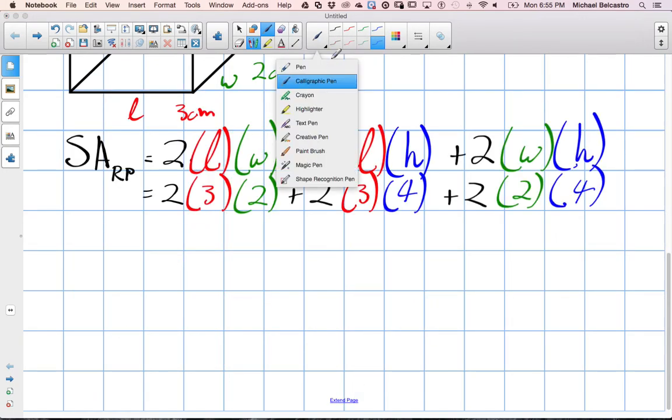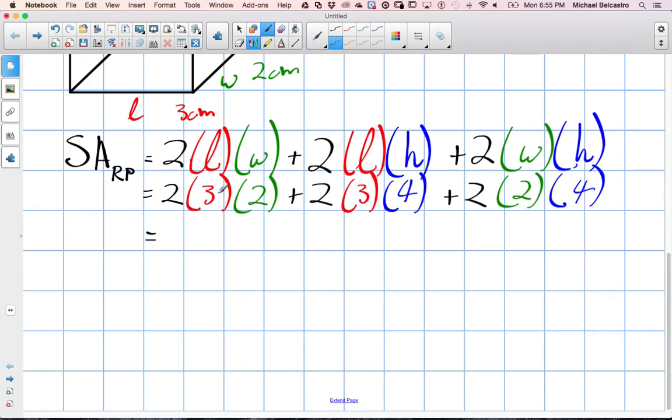So we're going to do some math here on the fly. 2 times 3 gives us 6, and then times 2 again is 12. So all of that together is 12. 2 times 3 is 6, times 4 is 24. So all of that together is 24. And then 2 times 2 is 4, times 4. Wait, 4 times 4? Oh, yeah, 16. That's okay, sometimes I stumble too.